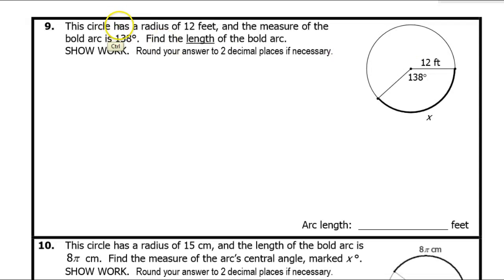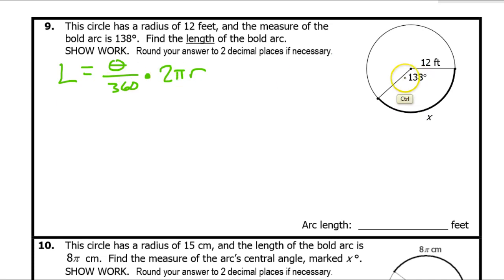All right, for problem number 9, this circle has a radius of 12. Then the measure of the bold arc is 138 degrees, which is the same as the central angle. Find the length of the bold arc. So this is arc length. So let's use the arc length formula. The length is always going to be some fraction of the whole length, the whole circumference, which is 2 pi r. So this is the formula for arc length.